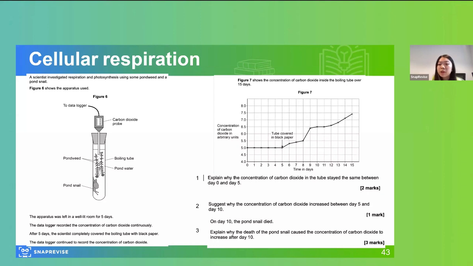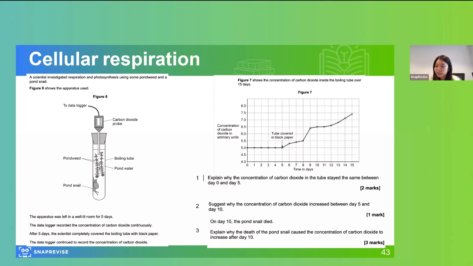Third question. This one I'm just going to explain to you because it was not covered earlier. It's asking you to explain how the death of the pond snail caused the concentration of carbon dioxide to increase after day 10. I'm unsure about this. I think this is mainly triple science, but don't take my word for it. But here it tells you that the pond snail dies after day 10.